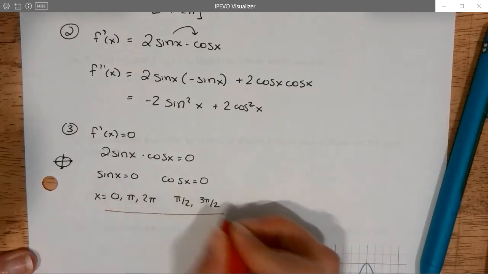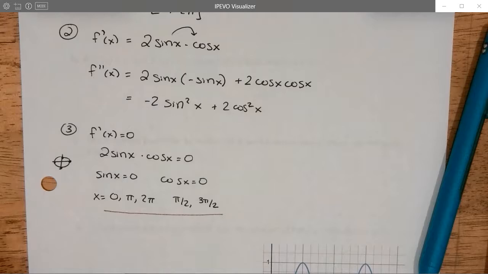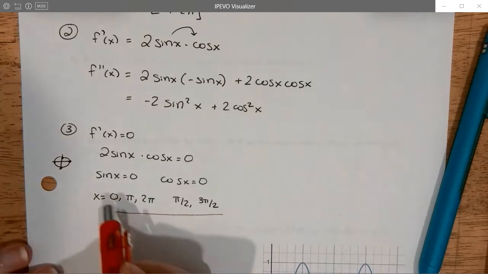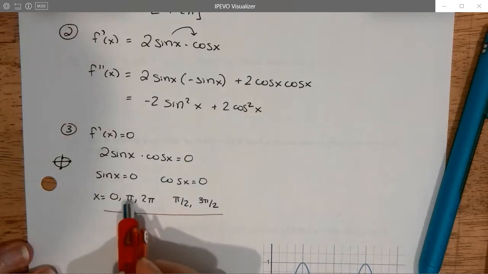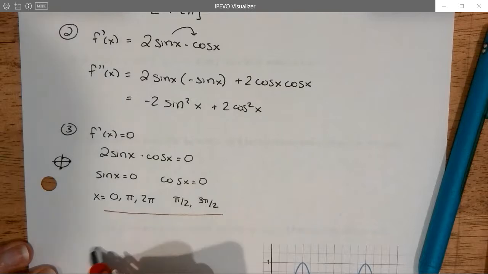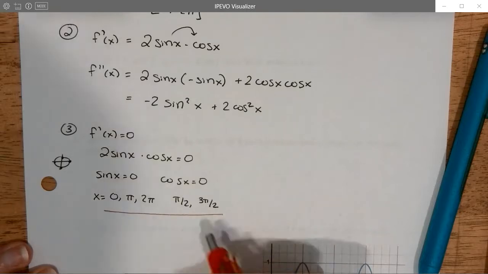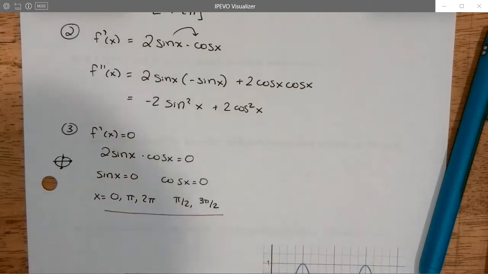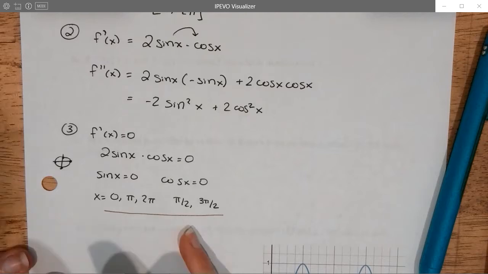Now, in this case, if I was going to use the first derivative test, I would have to partition my interval 1, 2, 3, 4, 5 times. So I have 6 different intervals and 6 different test values. So it would make that table rather large. That's one small advantage of using the second derivative test in this case.